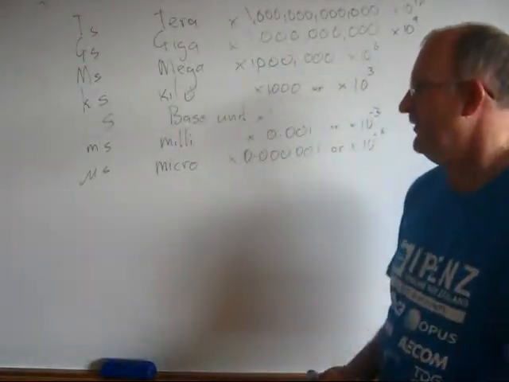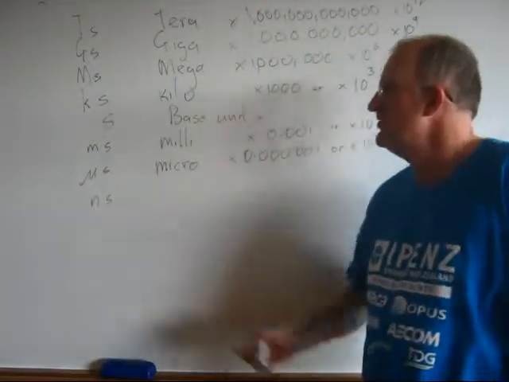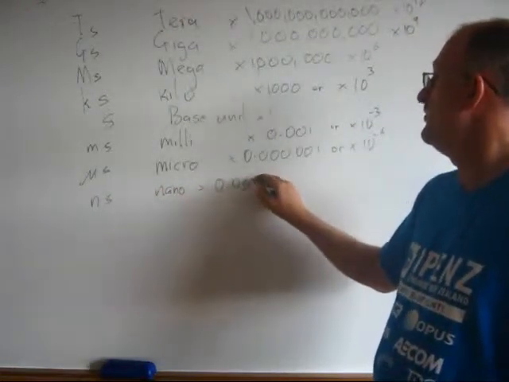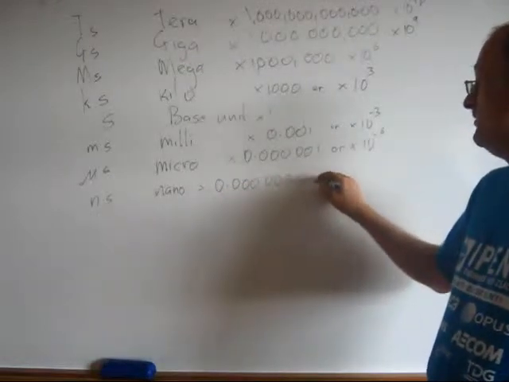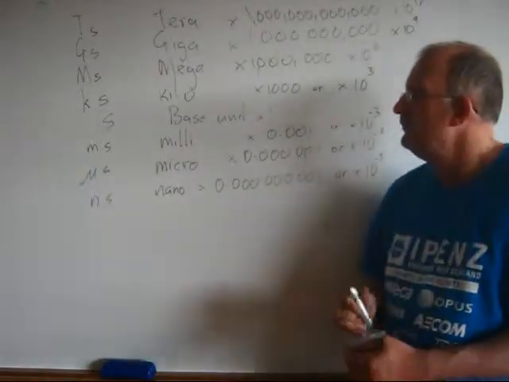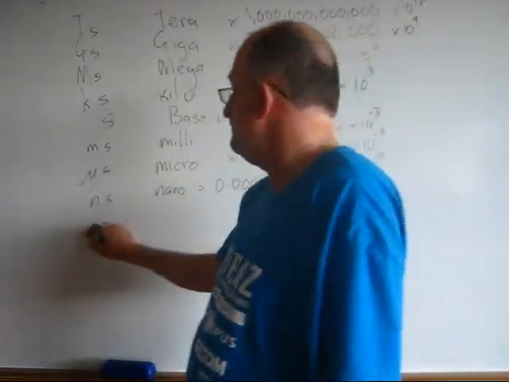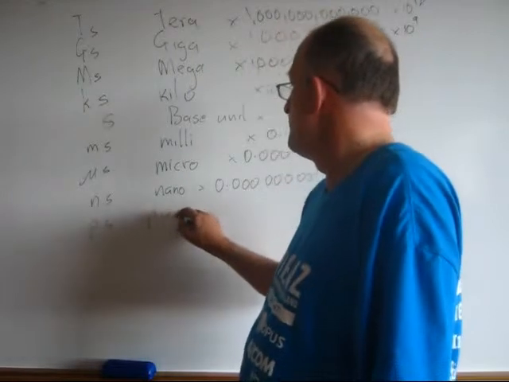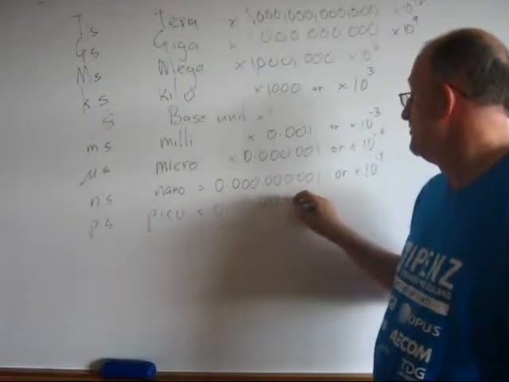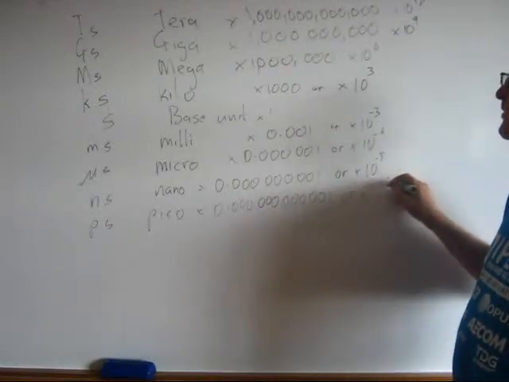And is there something under that? And the answer is yes. Nano, like you've heard of nanotechnology, hopefully. So nanoseconds, nano times 0.000000001, or times 10 to the negative 9. And is there something below that? Of course there is. There's pico. 0.000000000001, or times 10 to the negative 12.